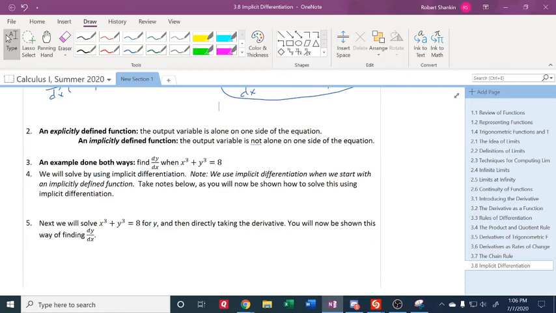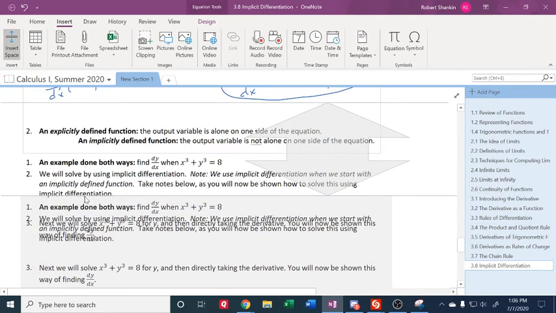Okay. So when we have an explicitly defined function, then it really looks like a function because the output variable y often is alone on one side of the equation, and then you can replace the y with f of x, and then it really looks like a function. And that's what we call an explicitly defined function. An implicitly defined function is one where the output variable is not alone on one side of the equation.